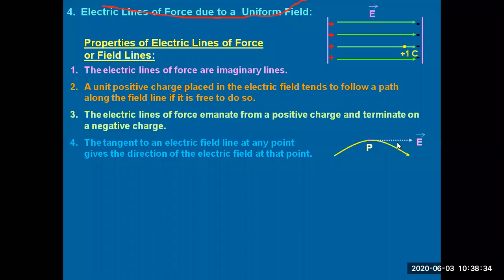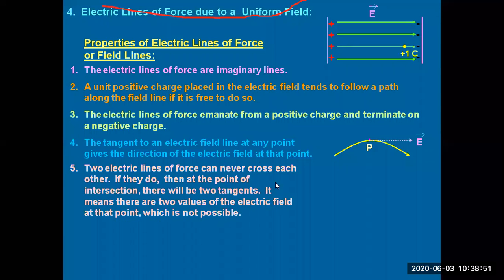So the fourth property of electric field lines is: the tangent to an electric field line at any point will give the direction of your electric field at that point. Our next point will be that these electric field lines can never cross each other, or in simpler terms, electric field lines do not intersect each other. So here, these electric field lines are not going to intersect each other.